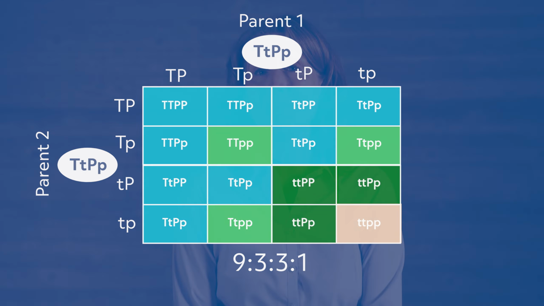You can use the same method to do a test cross with different genotypes for the parents and their gametes if you want to see the different resulting phenotypes and ratios.